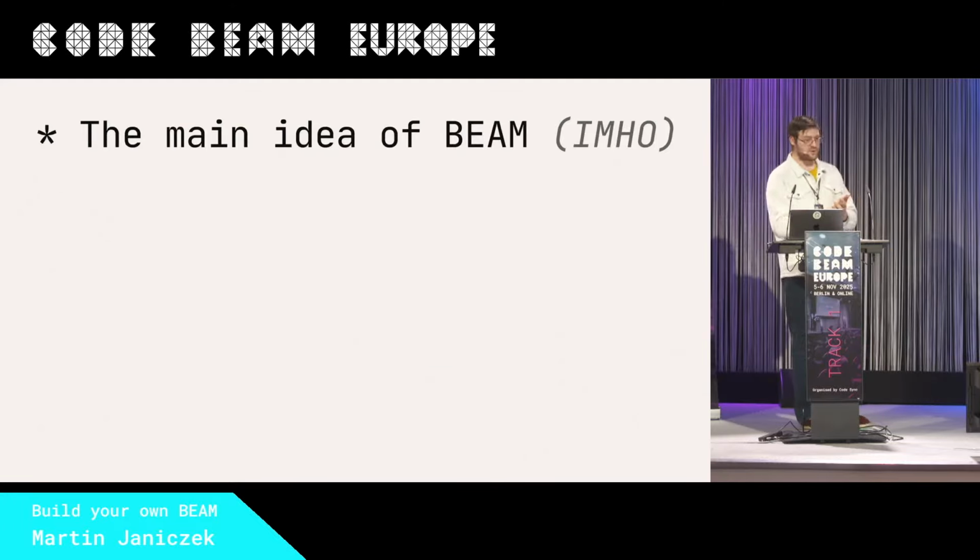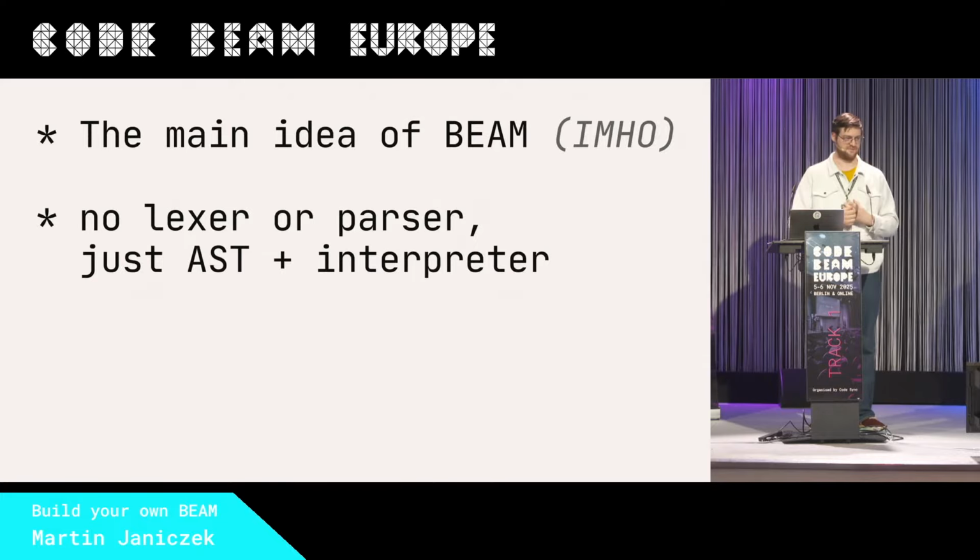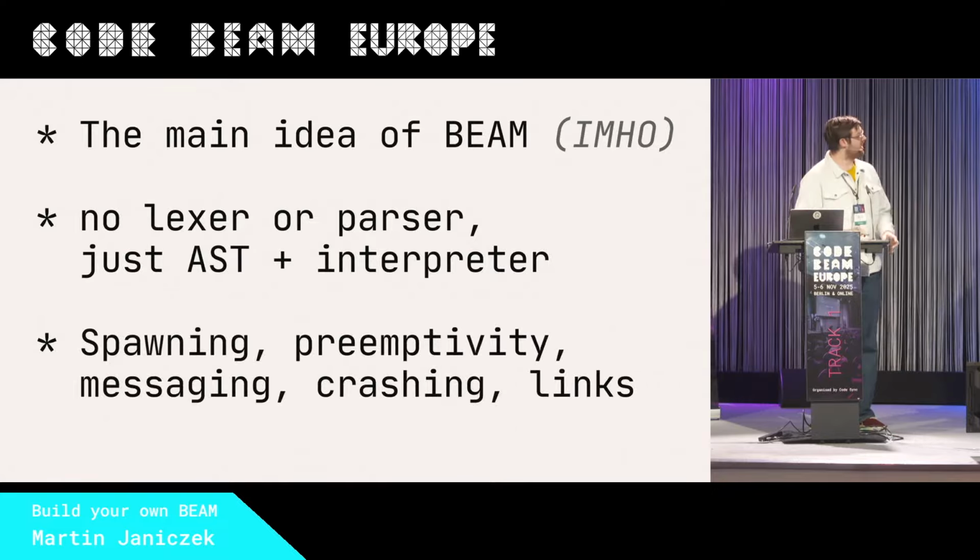I want to focus only on the main ideas, or what I think are the main ideas. I'm going to be skipping a lot of things that you would normally do in a real virtual machine, in a real compiler, in a real interpreter. I will just do the minimal stuff to help you see how it ticks, but it's not going to be what's best in production. This is what I'm going to focus on: spawning processes, sending messages, receiving messages selectively, links, supervisors, stuff like that.